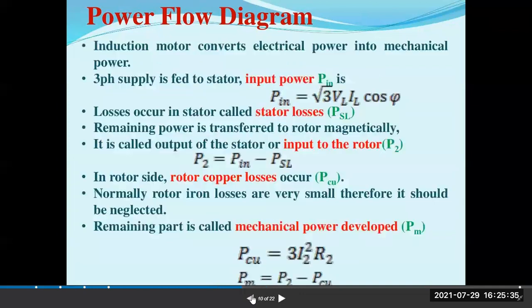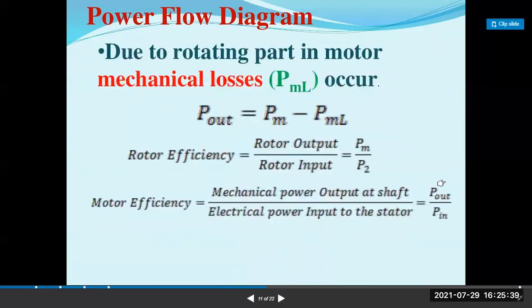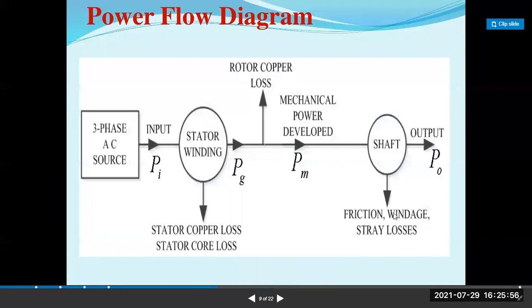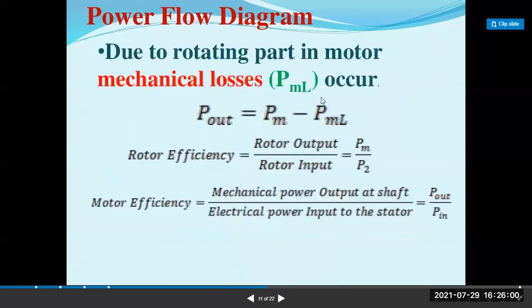So depending upon the different formulas, according to this single line diagram, you can derive the different values of P out. And this is your PM. PM is P out plus PML, so in terms of P output, you can write PM minus PML. Now PML is the friction, windage and stray load loss.